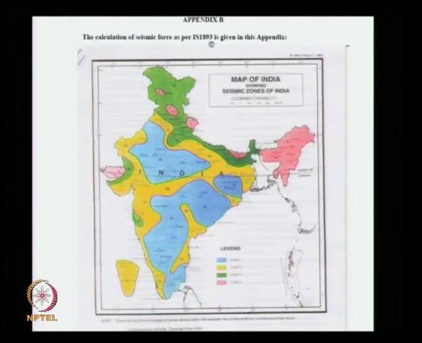In this class we will be discussing seismic force calculation. This will be calculated as per the IS code, IS 1893, which was revised in 2002. There is Appendix B, in which this figure is given.